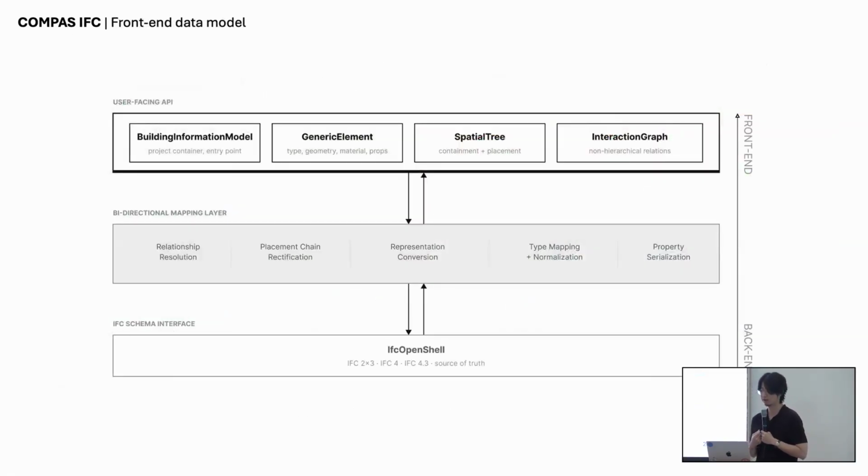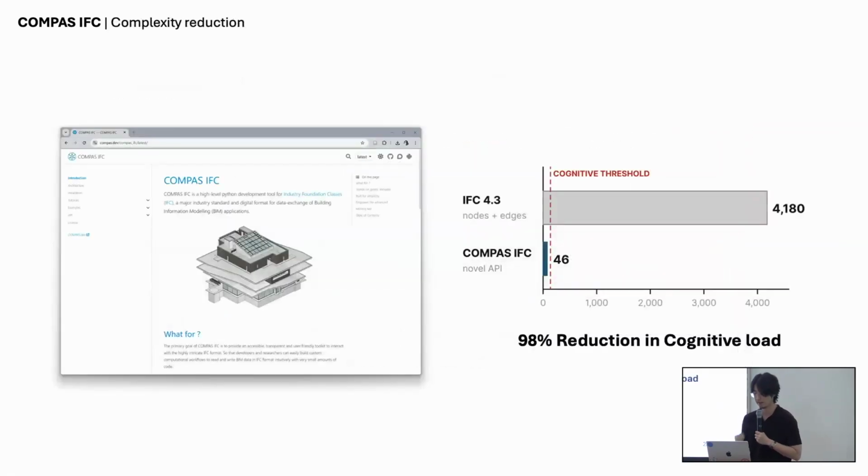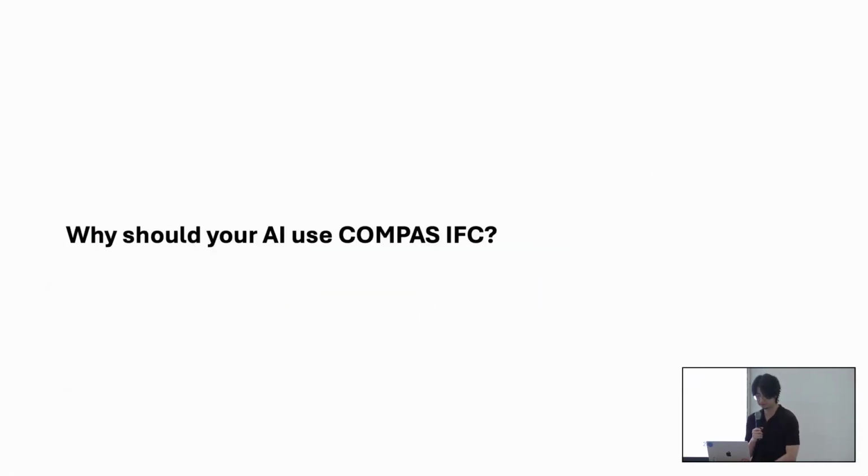So on a high level, what we try to achieve is a so-called front-end data model that serves as a simplified, intuitive layer for user interaction, while the full IFC file stays as the back-end, being this comprehensive single source of truth. And what this has achieved is a massive reduction from the full IFC complexity of over 4,000 classes and relations into just 46 API endpoints that you as a user need to know about in order to work with this massive standard. So I hope by this point it's already convincing enough that COMPAS IFC can save you a huge amount of time.